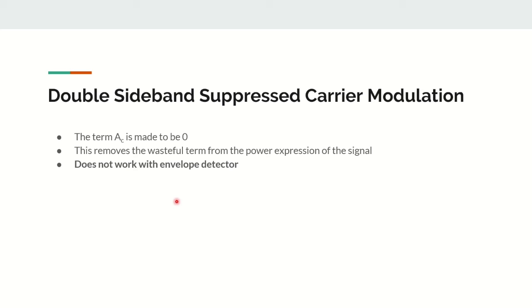This type of modulation will not work with our envelope detector demodulator, so it will require our coherent demodulator. This is actually 100% power efficient. So as you might remember in the last video, the normal AM setup is at best 50% efficient because you're wasting so much of your power on transmitting your carrier signal, which does not actually contain any useful information.